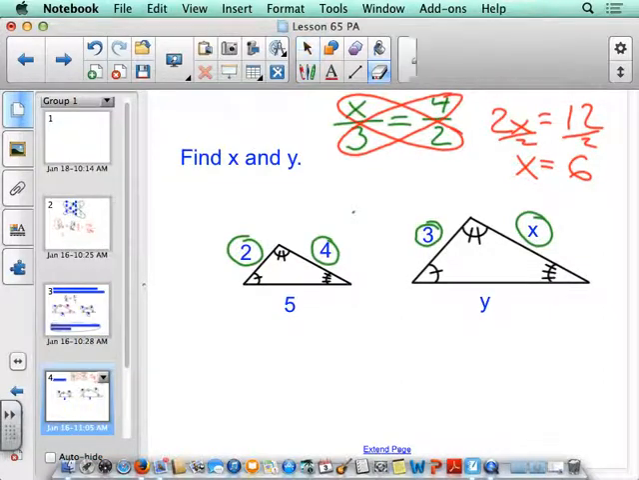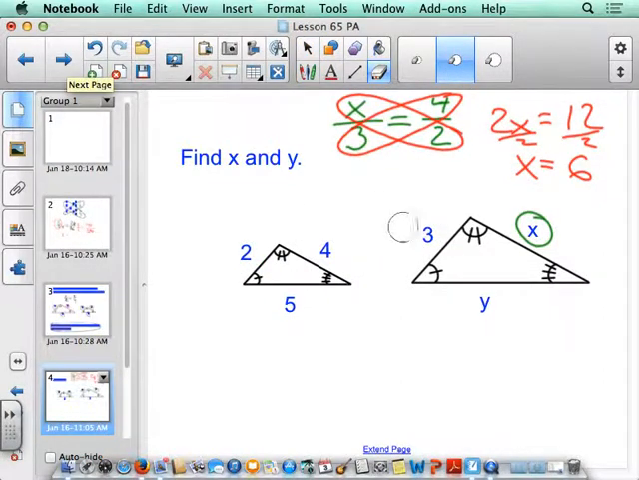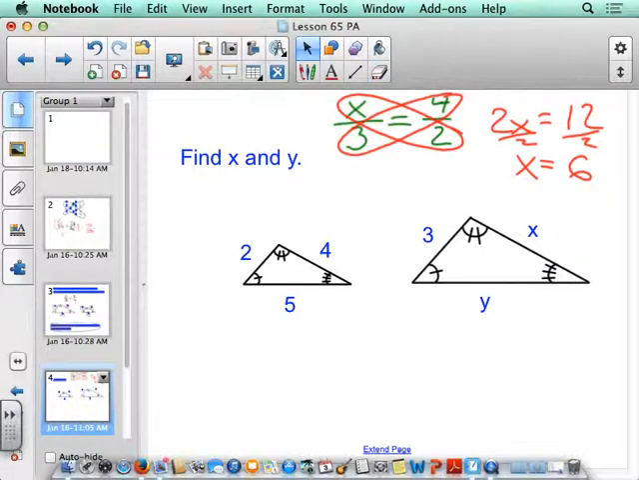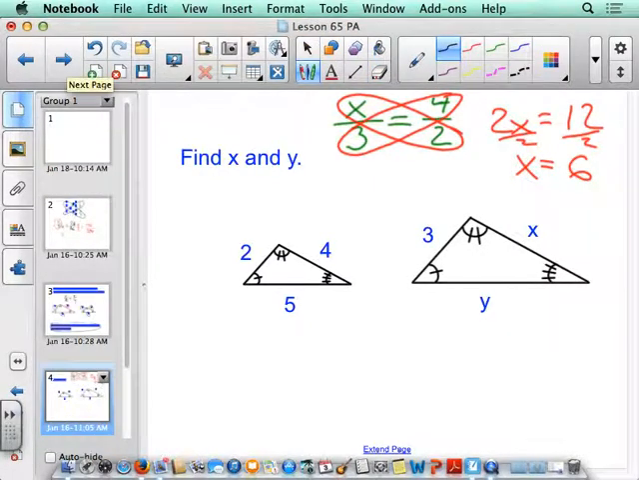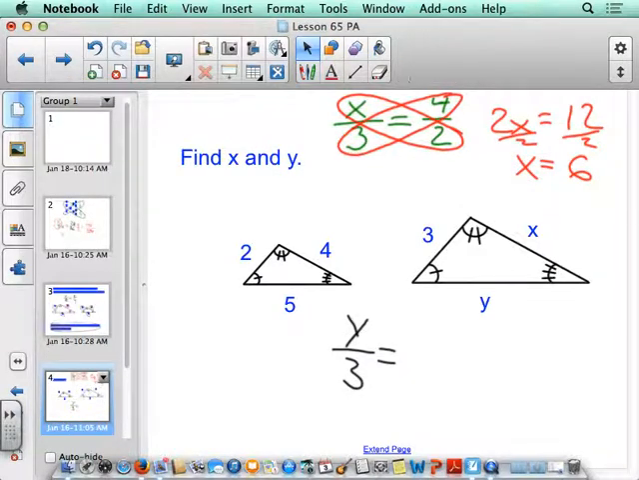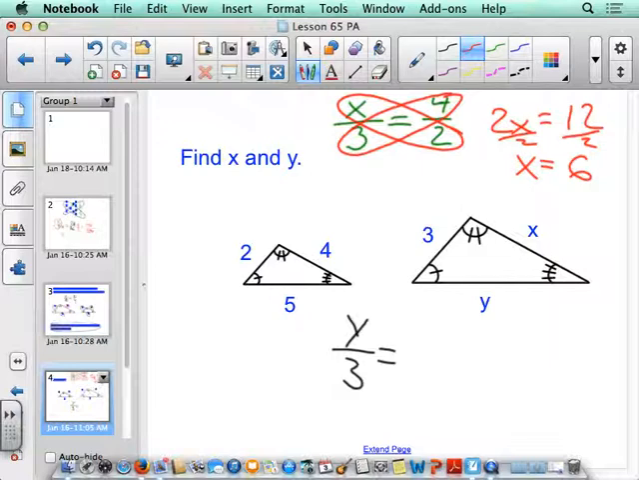Now, let's solve for y. Again, taking the parts that line up. I want to solve for y, so I'm going to put y over. It still has 3 as a length, so I'm going to put y over 3. Now, what length in the other triangle is y related to? 5. So I'm going to put 5 across from y. And what length is related to 3? 2. Then do your cross products.